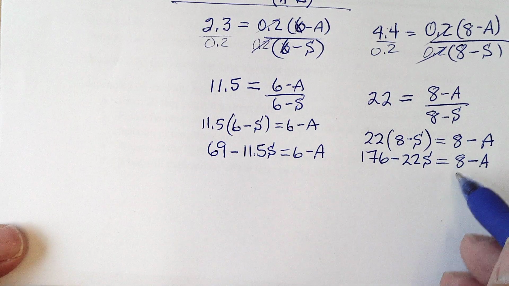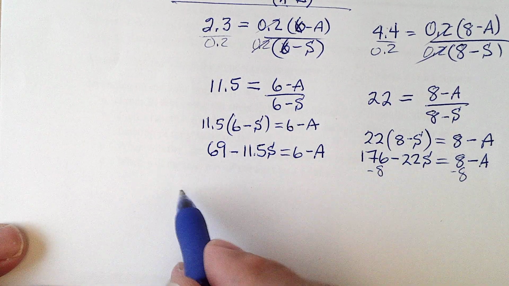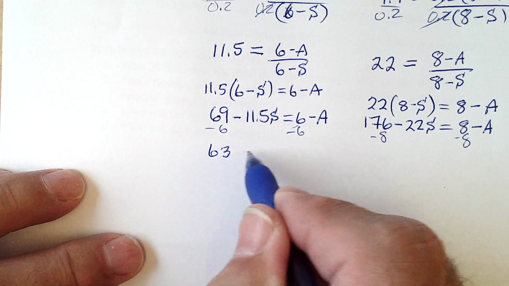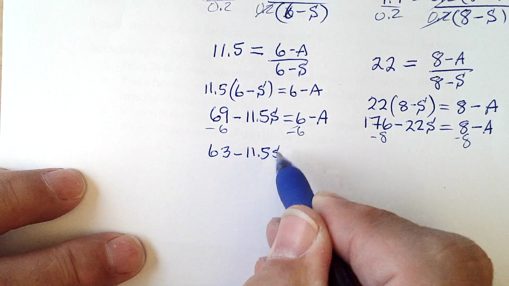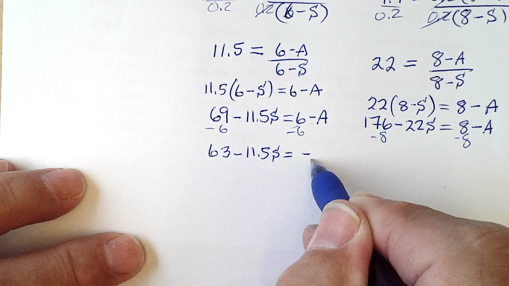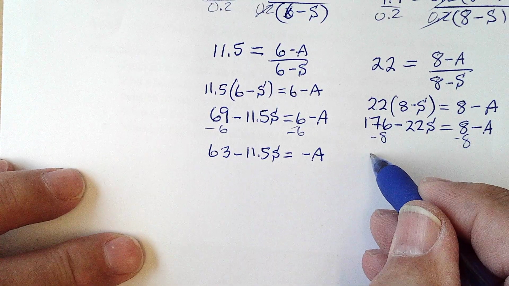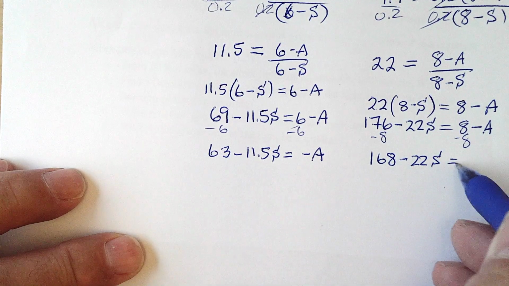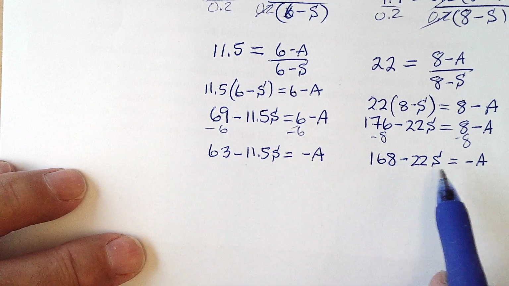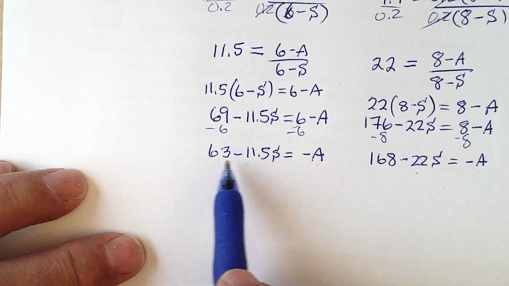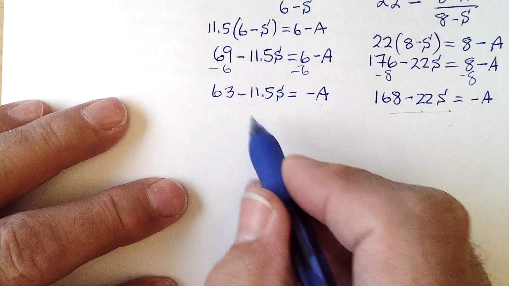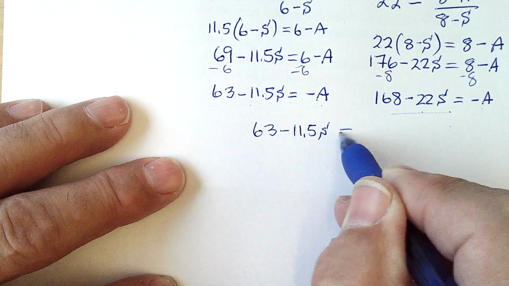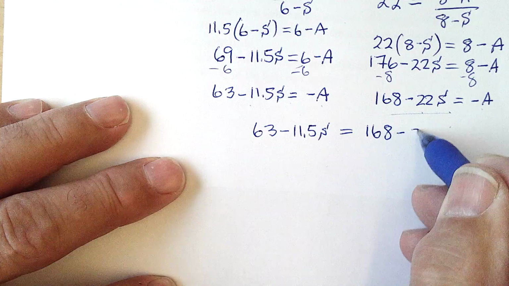And if I subtract 6 from both sides, and subtract 8 from both sides, I get 63 minus 11.5S equals negative A. Here I get 168 minus 22S equals negative A. So this and this both equal negative A. So this must equal this. So 63 minus 11.5S should equal 168 minus 22S.